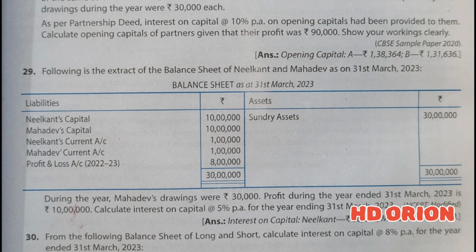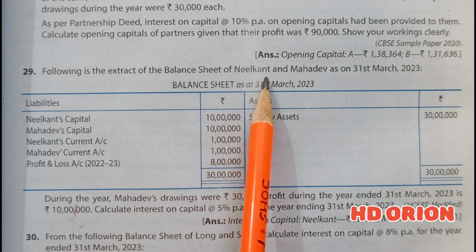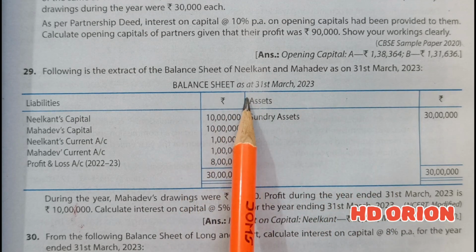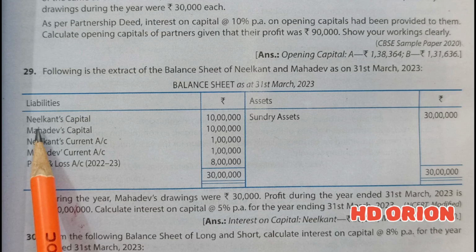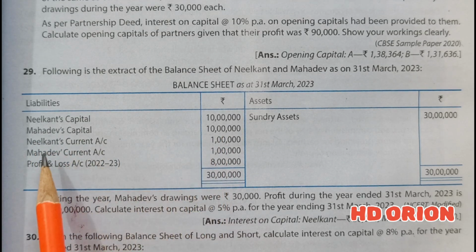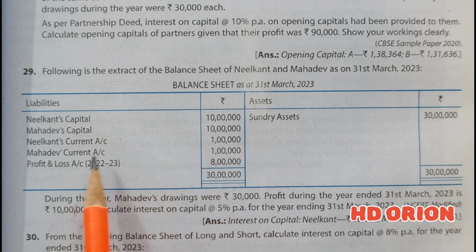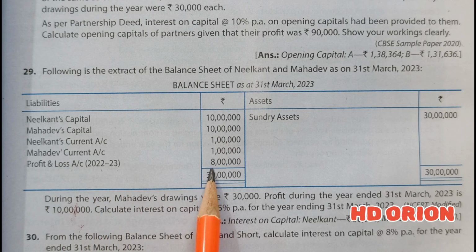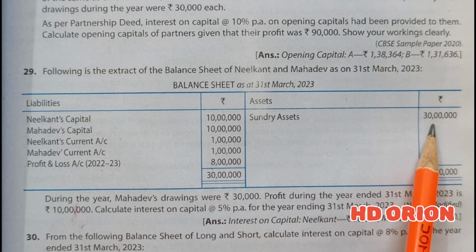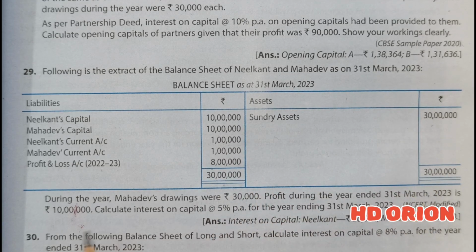Now let us see question number 29. Following is the extract of balance sheet of Neelkant and Mahadev as on 31st March 2023. Balance sheet is given. On the liability side, we have got Neelkant's capital rupees 10 lakh, Mahadev's capital rupees 10 lakh, Neelkant's current account rupees 1 lakh, Mahadev's current account rupees 1 lakh. Profit and loss account for the current year, that is 22-23, is rupees 8 lakh. To the asset side, we are having sundry assets rupees 30 lakh. Now grand total is also 30 lakh.